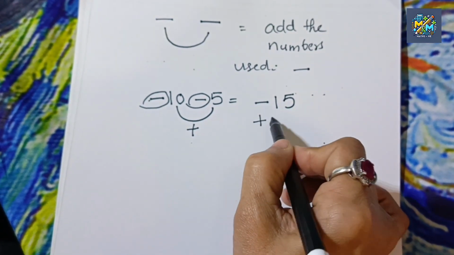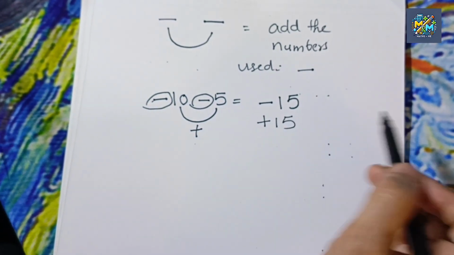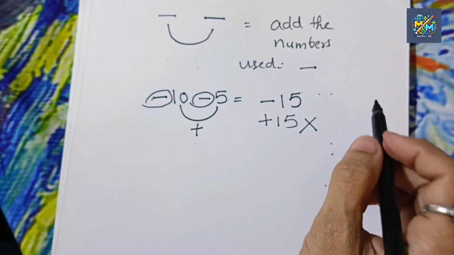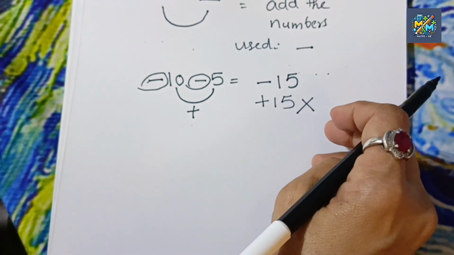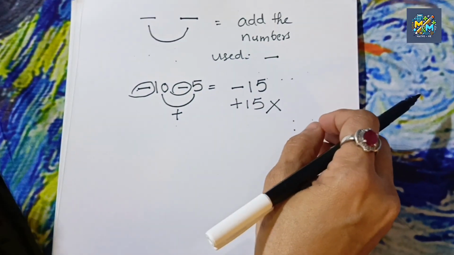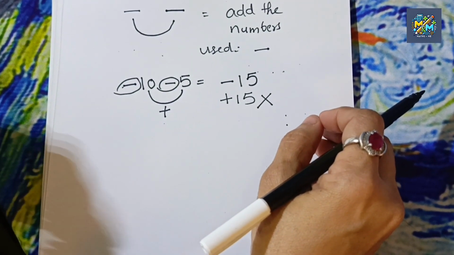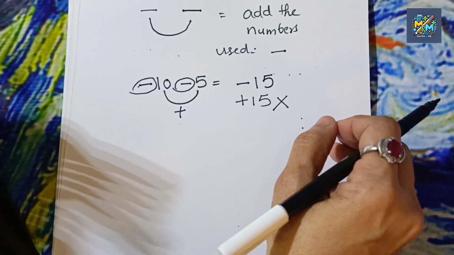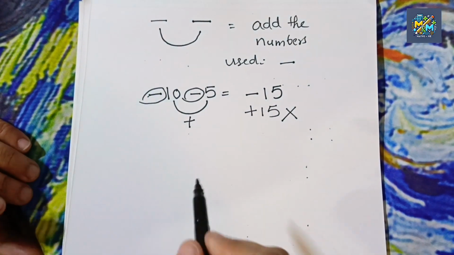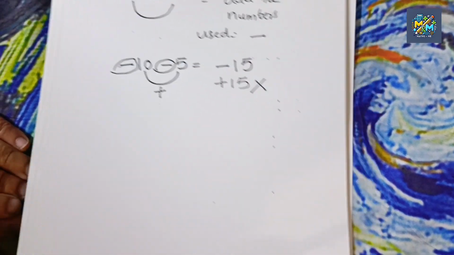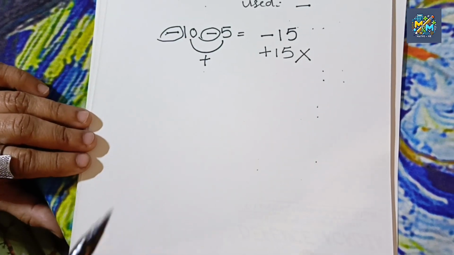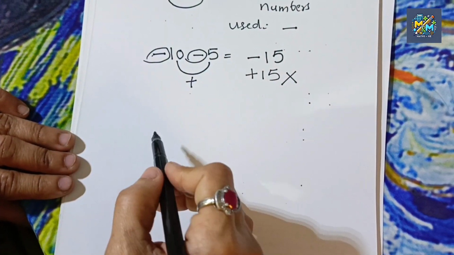If you write plus 15 because you have added the numbers, then this is going to be wrong. Students, you have to keep one thing in your mind. A simple mistake of sign can give you a wrong answer. So you have to be very much focused in this case. These are small and minute hints, but very, very important.